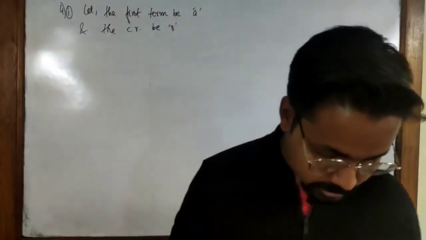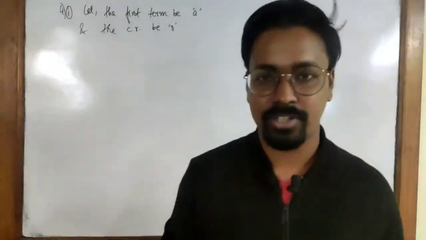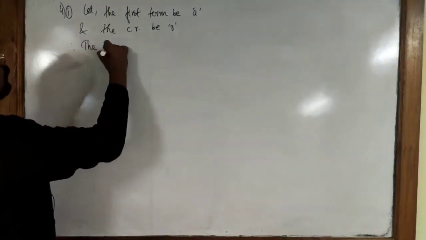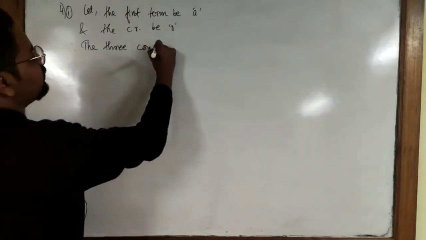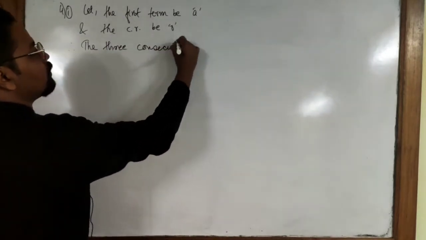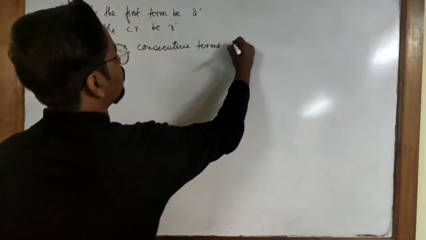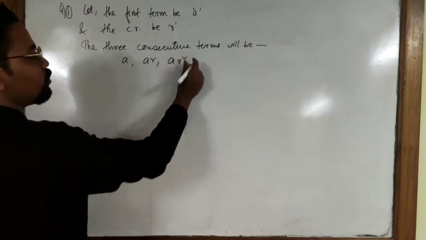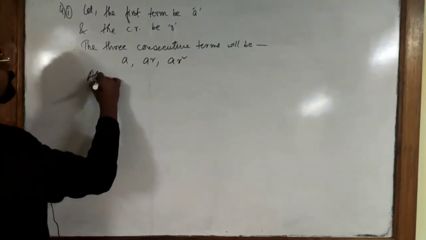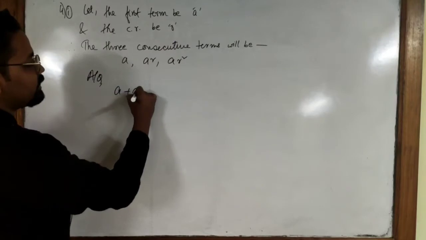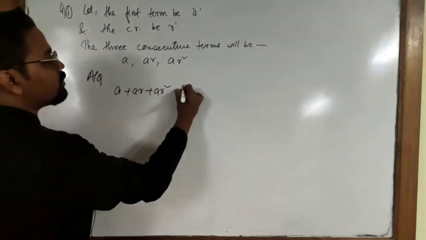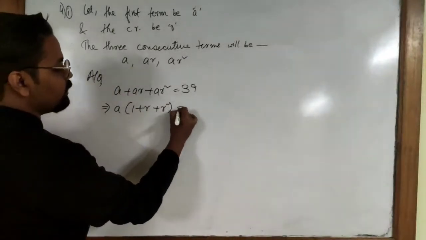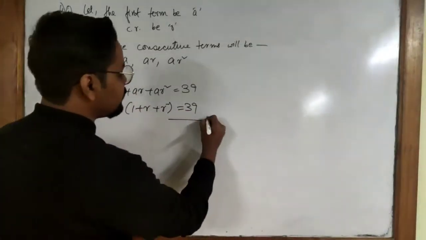So, sum of 3 consecutive terms. So, here therefore, the 3 consecutive terms will be a, ar and ar square. So, now according to the question, we have the sum of these terms is equal to 39. So, from here we will take a as common and we will get a into 1 plus r plus r square equal to 39. Let us take this as equation number 1.